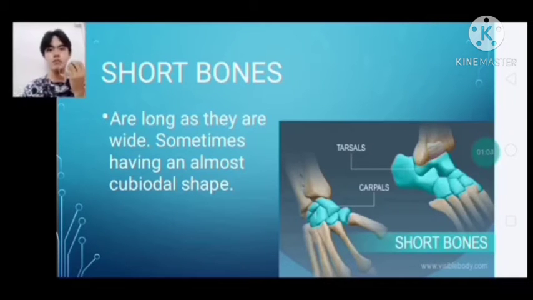Next one is the short bones. Short bones are as long as they are wide, sometimes having an almost cuboidal shape. They have approximately the same length and width, which gives them a cube-like appearance. They consist mostly of spongy bone covered by a thin layer of compact bone. Sesamoid bones are a special subcategory of short bones that are embedded in tendons. Examples of short bones are the tarsals and carpals.